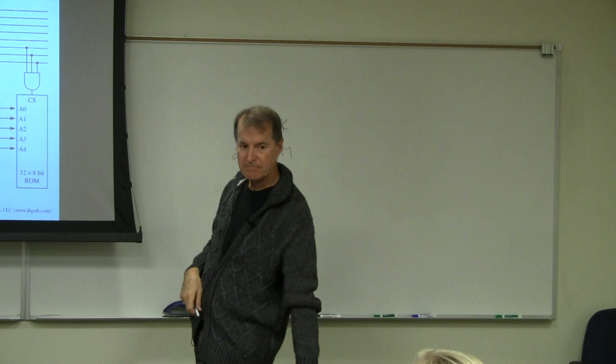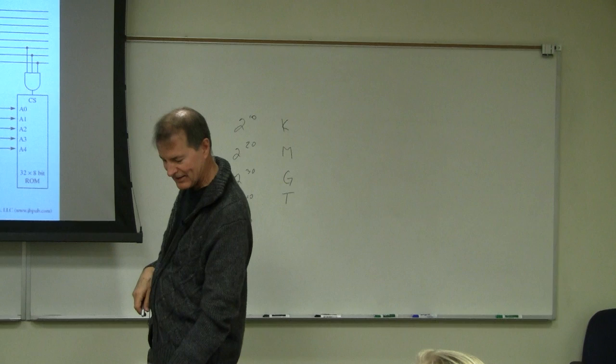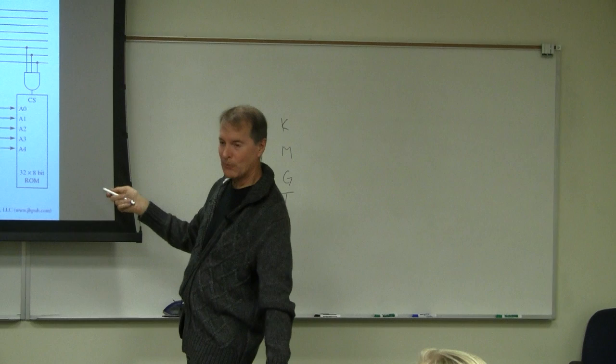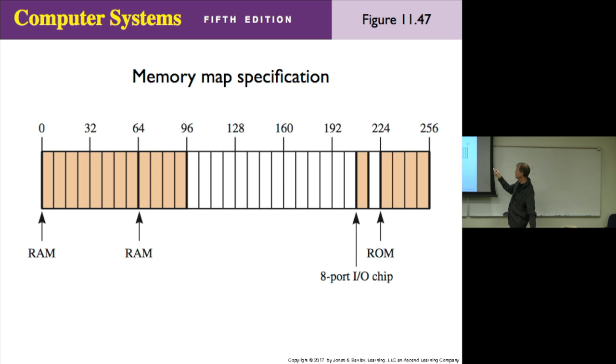Do you see what I mean? And in fact, can you kind of imagine? Let's go back to our memory map in figure 11.46. If we look at our memory map in figure 11.46, we see the RAM is at address 0, the second RAM is at address 64, and then there's all this blank space here.